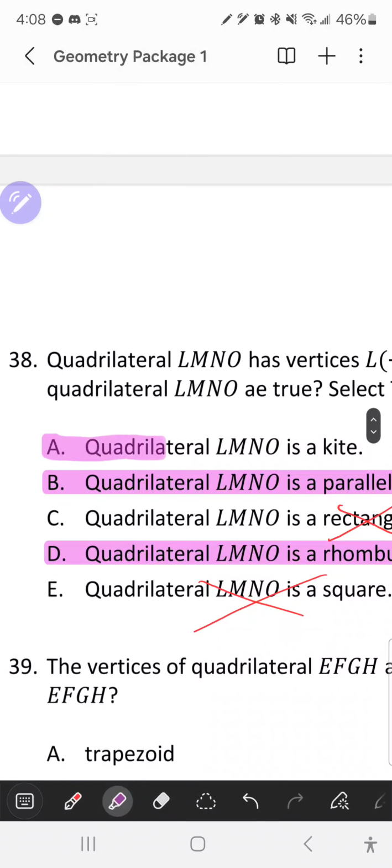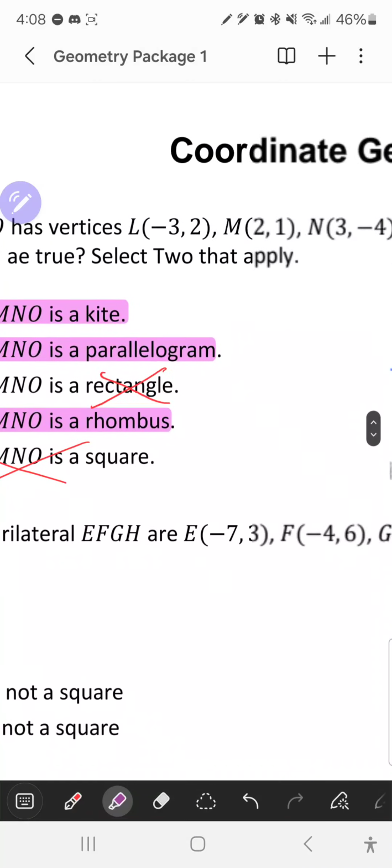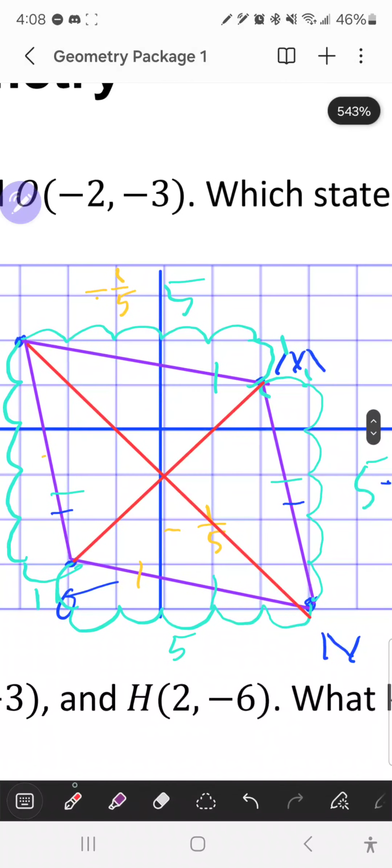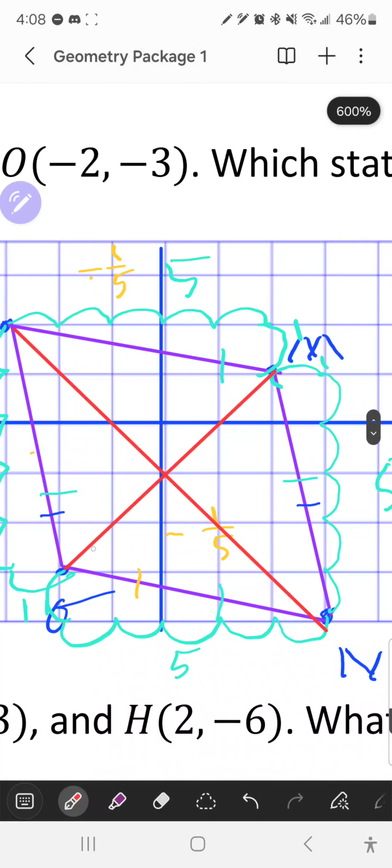And now I explain why, just in case you didn't see it right away. Did you say select two? So you only need to select two. I just want to show you all of the properties, because as you see, the slope of this one is going to be 1, positive, just rise over run.